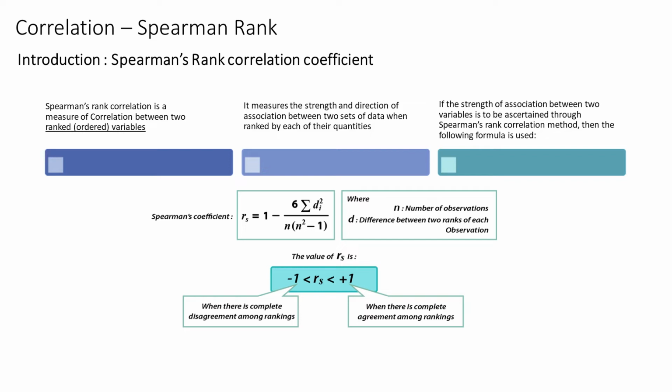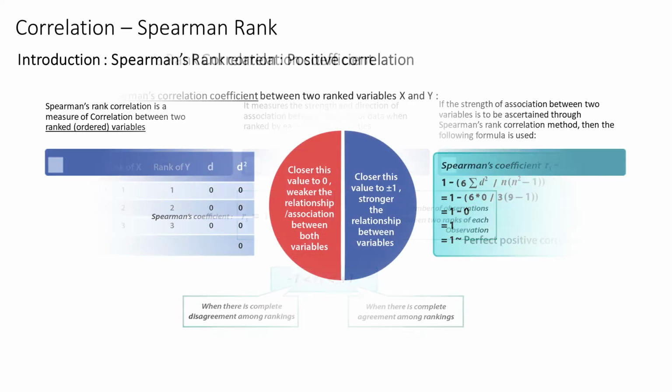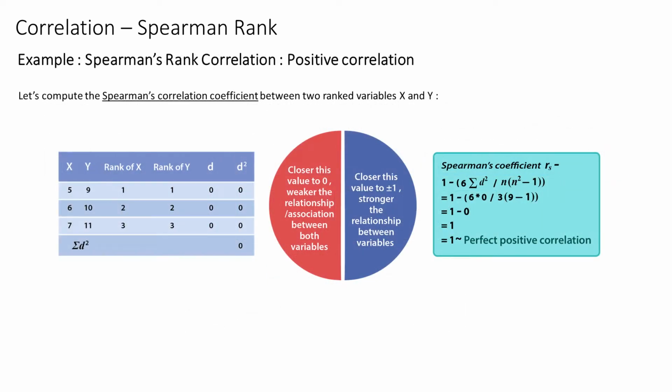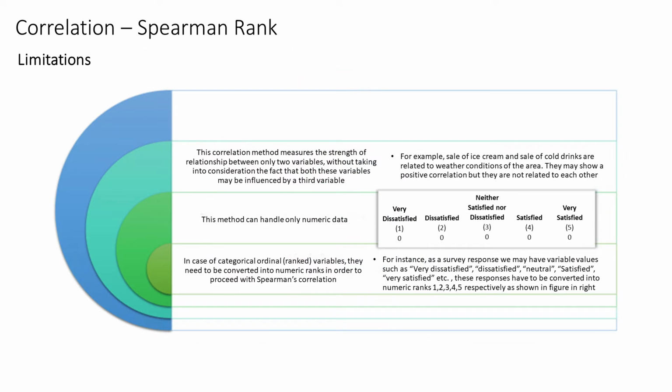This method measures the strength and direction of association between two sets of data when ranked by each of their quantities. This analytical technique might be used when an educational organization wants to assess student ratings based on two different sources of observation, or when a market research agency wants to cluster various survey responders into groups based on the rank correlation output.